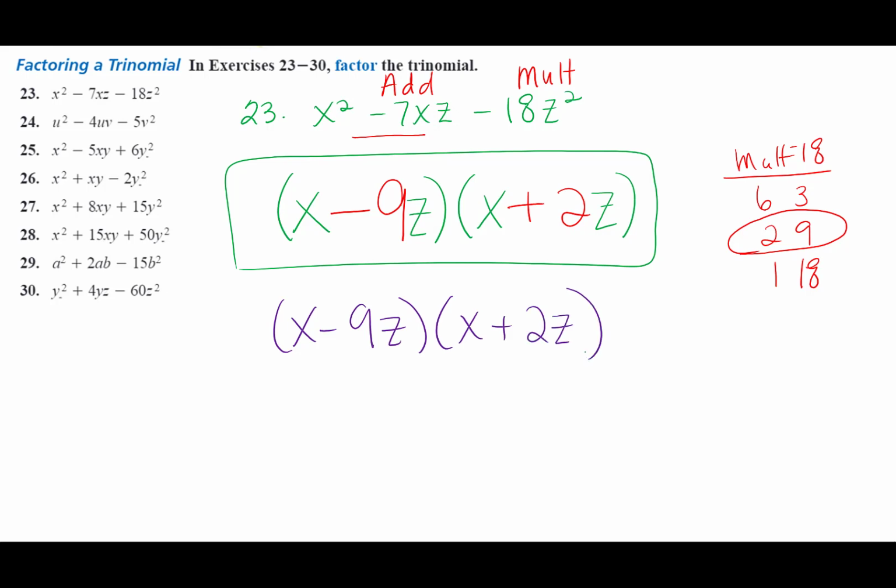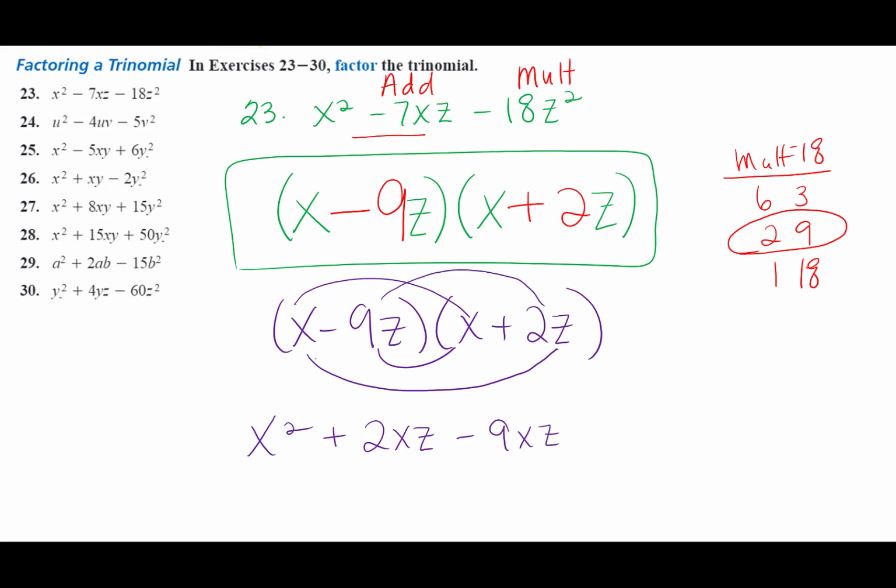I'm going to go ahead and FOIL this back out. So the first is your x squared. The outside is plus 2xz, because remember those variables go in alphabetical order. The inside is -xz, and the last term is -9z times 2z, which is -18z squared. And then do you see when you combine these two middle terms, that's where the 7xz comes from, and then you can see it multiplies back to the original problem.